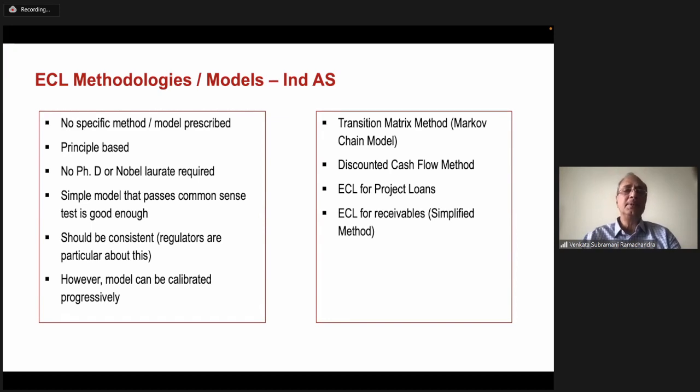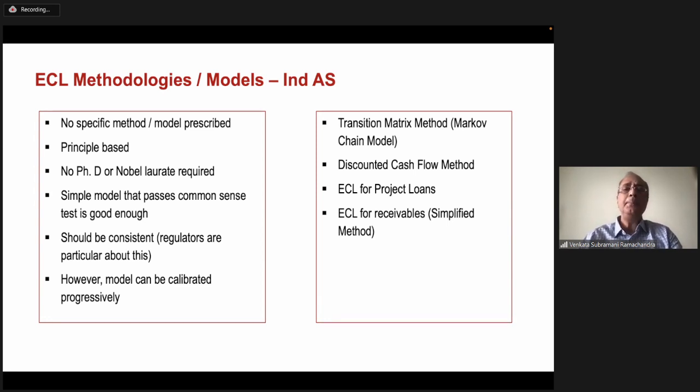Again, ECL is completely data intensive. So you require a lot of data, and this data may not be available. If this data is not available, then you will have to slightly compromise on the model so as to do the best thing possible with the data that is available. But as and when you get the data, you can keep calibrating that model in order to get the best result.